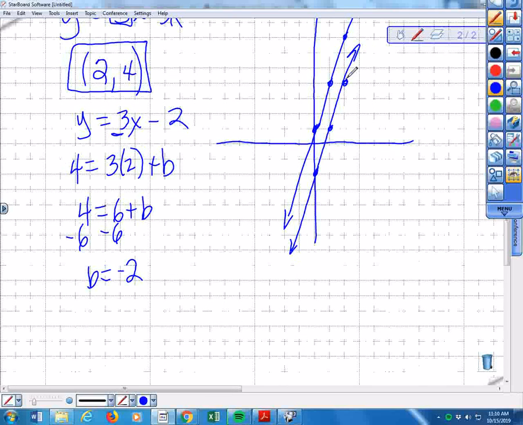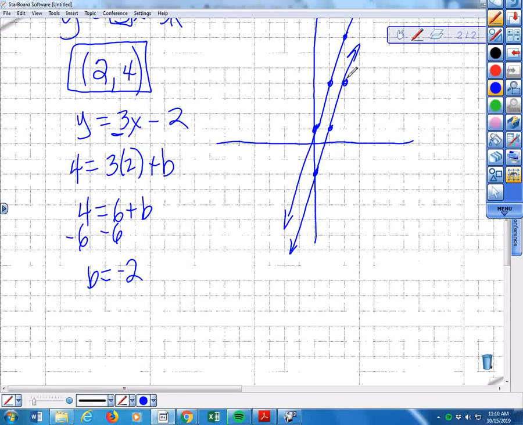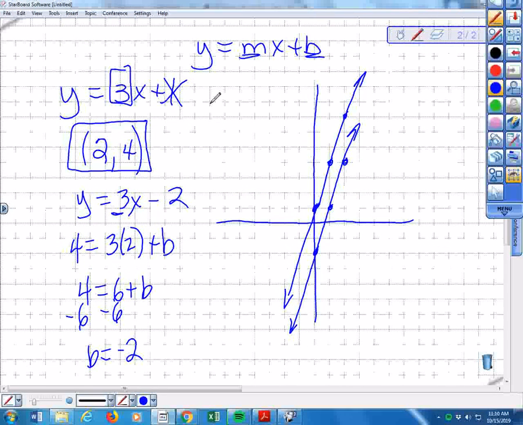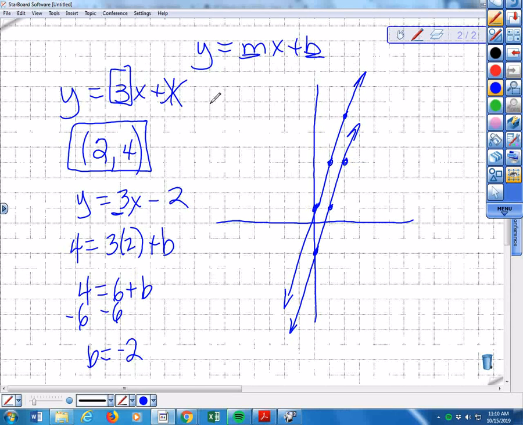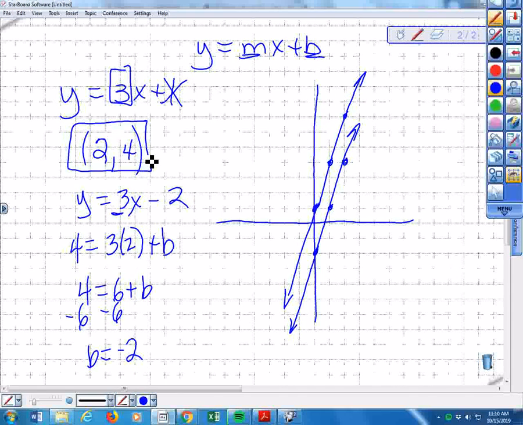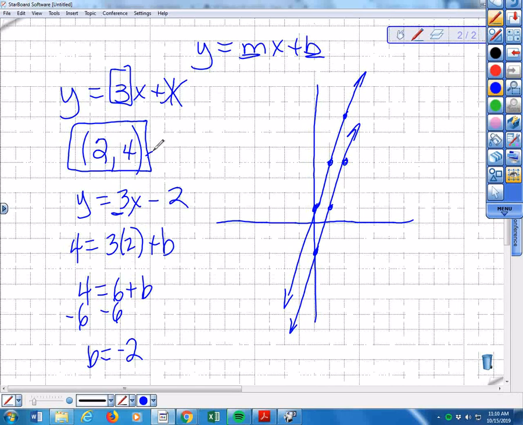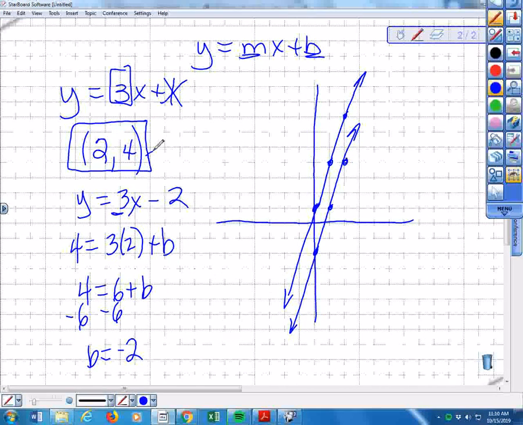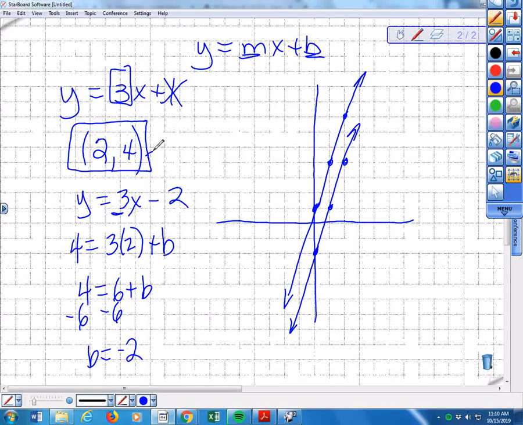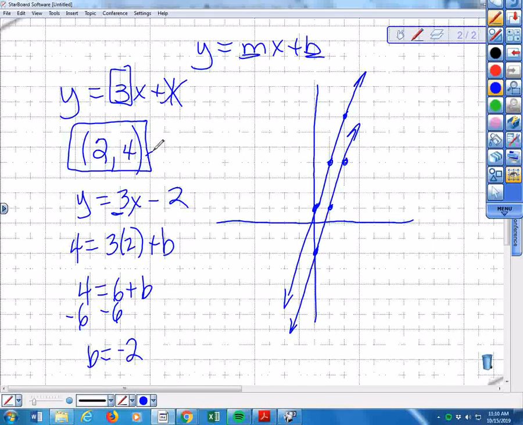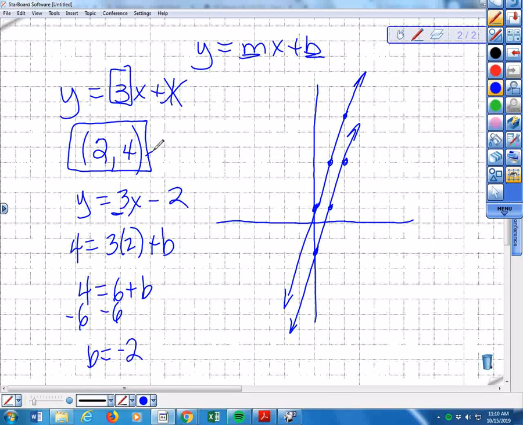Everybody follow that process? Okay, so the only thing we care about from the original equation is the slope. If it's parallel, we know the new equation is going to have the same slope. And then we have to find that y-intercept by plugging this point in for x and y, solving for b. And that's the algorithm. That's the step-by-step process on finding a line parallel to another line that goes through a given point. Okay? We do the exact same process when we're trying to find something perpendicular.